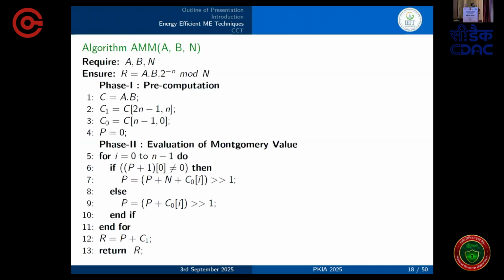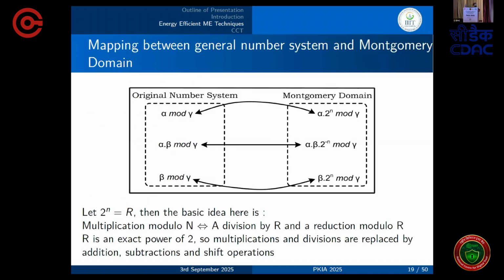So now this is the algorithm which we are using, converting our general number system into the residue number system, where the modulus n is becoming an exact power of 2. If it is an exact power of 2, as we just discussed, the multiplication and divisions become shift operations only. This is the method by which we convert from the general number system into the residue number system, and we are calling it the adaptable Montgomery multiplier. That means we have customized the Montgomery multiplier as per the requirement of bit forwarding techniques.